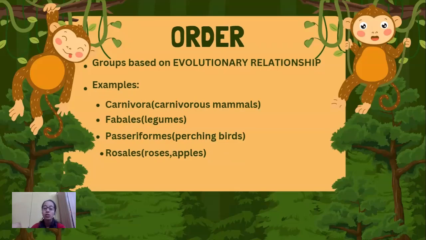Order. Order is a smaller group within a class. It is based on evolutionary relationships. Example: in animals, Carnivora includes carnivorous mammals like cats and dogs. In plants, Fabales includes legumes. Other examples are Passeriformes, that is, perching birds, and Rosales, which consists of roses and apples.